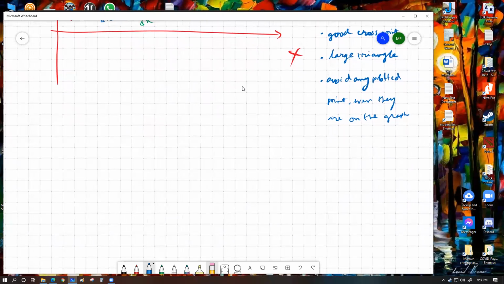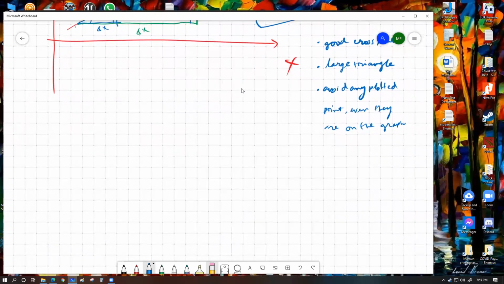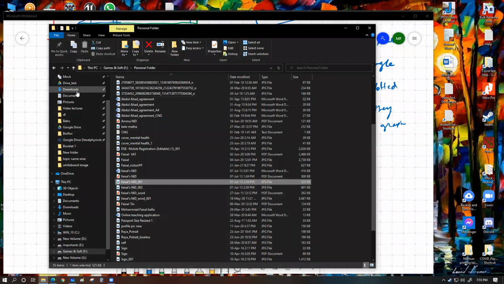Let's have a look. A good cross point would mean that you have, let's say, the grid system of your graph. I might as well bring up a grid from here.